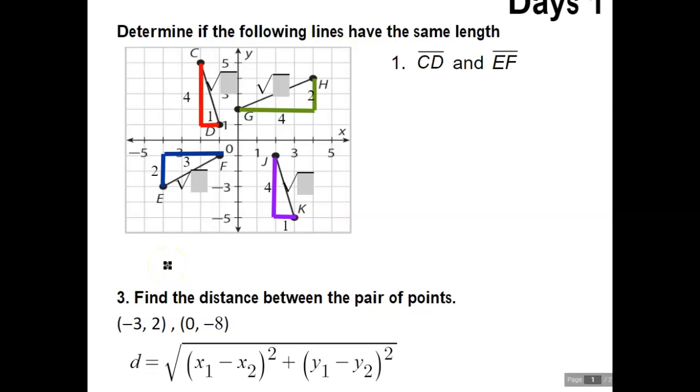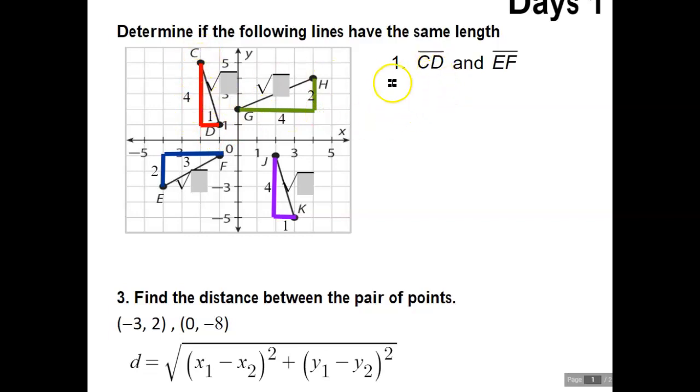All right, this is the final review from days 1 through 6 before the winter break. All right, let's get started. So we want to find if these lines have the same length. We did that a few ways. One was using Pythagorean theorem. So I've already marked everything up.